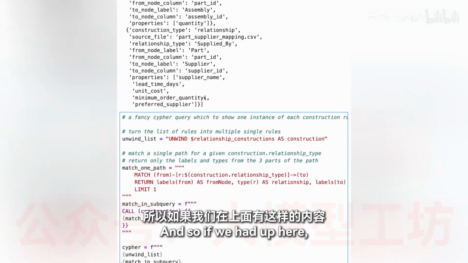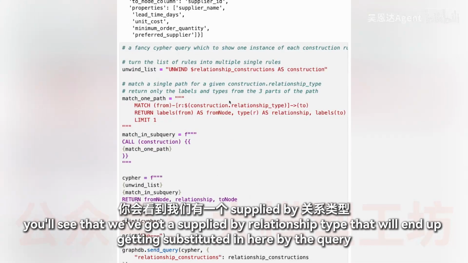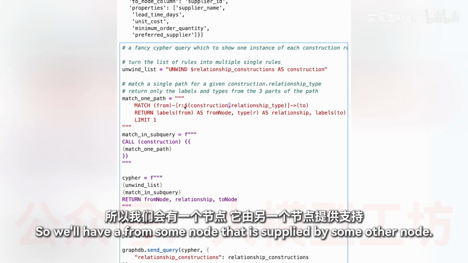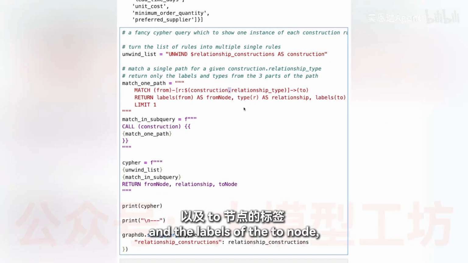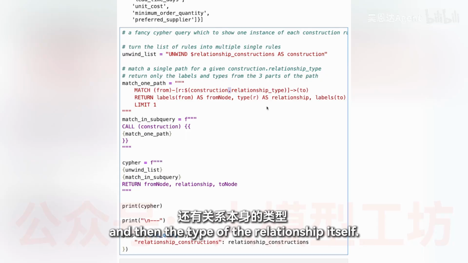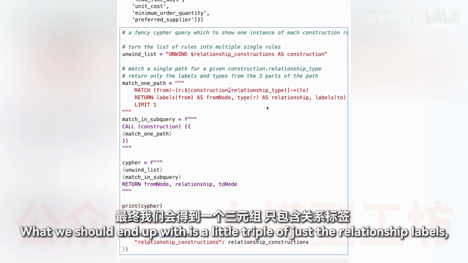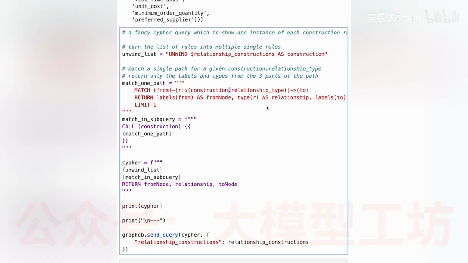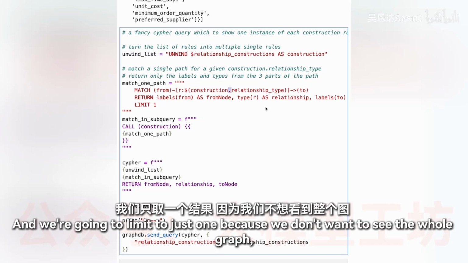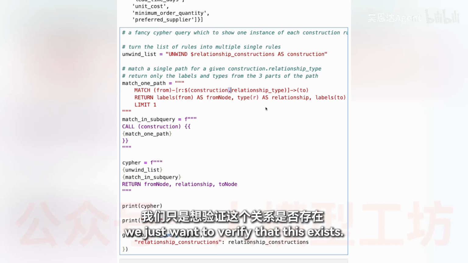And so if we had up here, you'll see that we've got a supplied by relationship type. That will end up getting substituted in here by the query parameter. So we'll have a from some node that is supplied by some other node. And what we'll do is return just the labels of the from node and the labels of the to node, and then the type of the relationship itself. What we should end up with is a little triple of just the relationship labels and the node labels on either side. And we're going to limit to just one because we don't want to see the whole graph. We just want to verify that this exists.